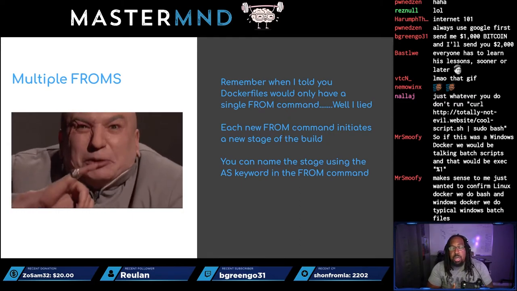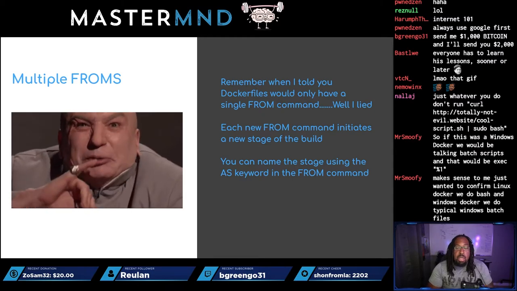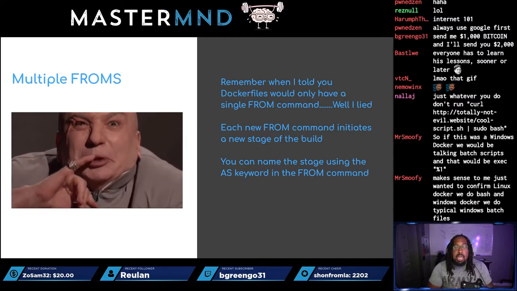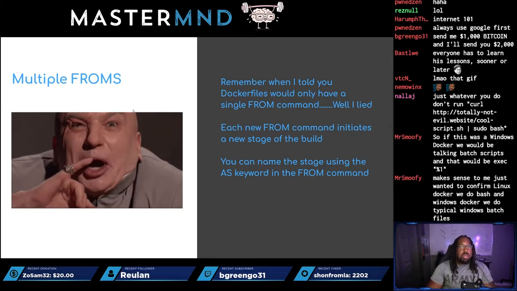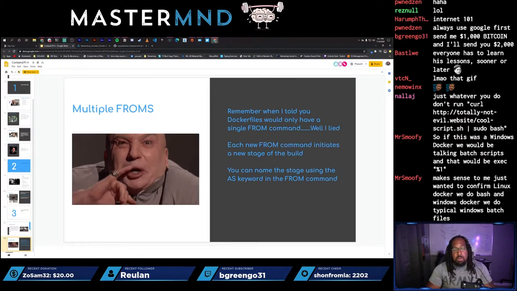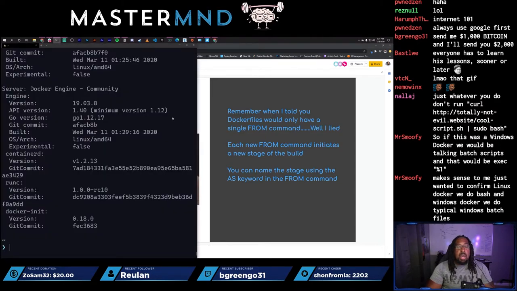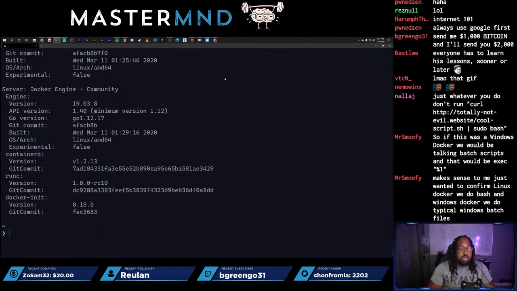But yeah, and you can name each stage using the as keyword and the from command, and we'll see what that looks like. Right now, we will do some of this. So, what do we mean when we have, say, multiple stages? Exactly what it sounds like.